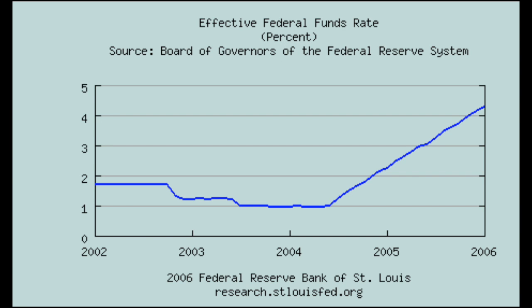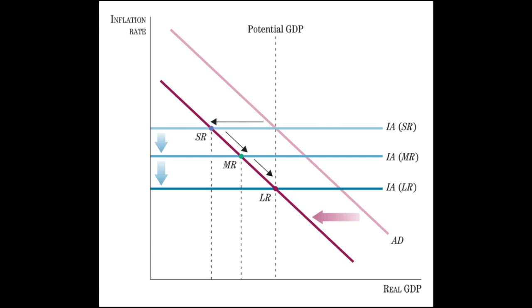This figure illustrates the changes in interest rates implemented by the Fed in 2004 to 2006. The increase in interest rates during the period is consistent with the shift in the AD curve to the left.